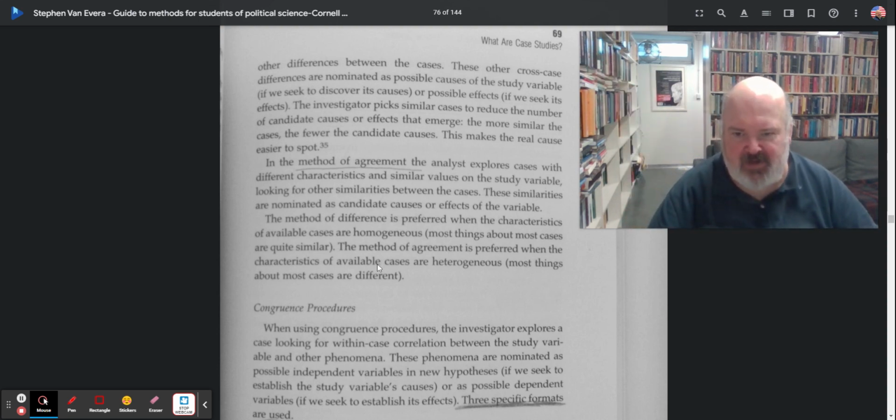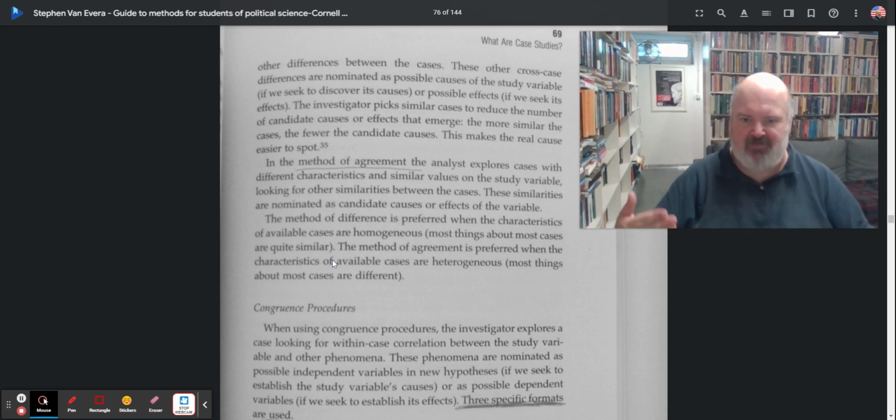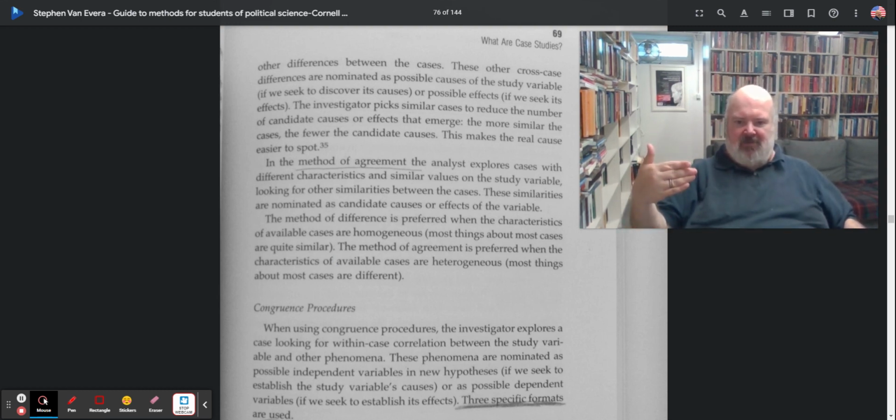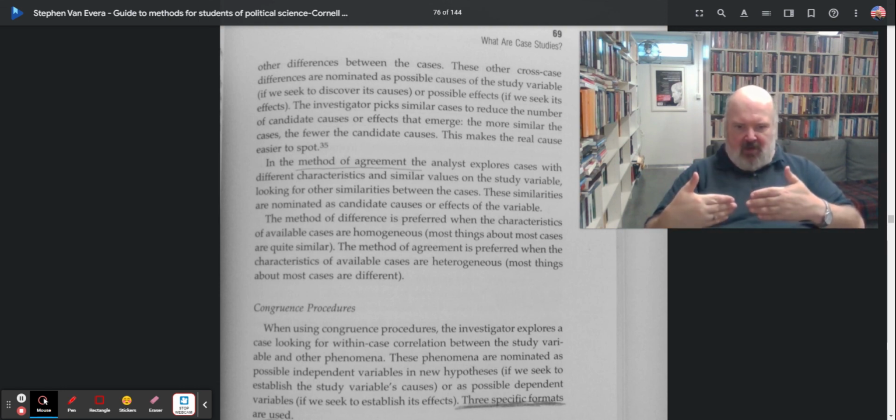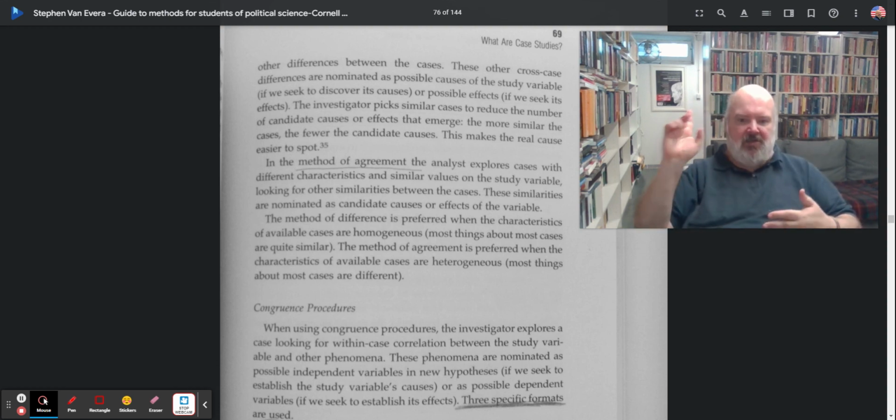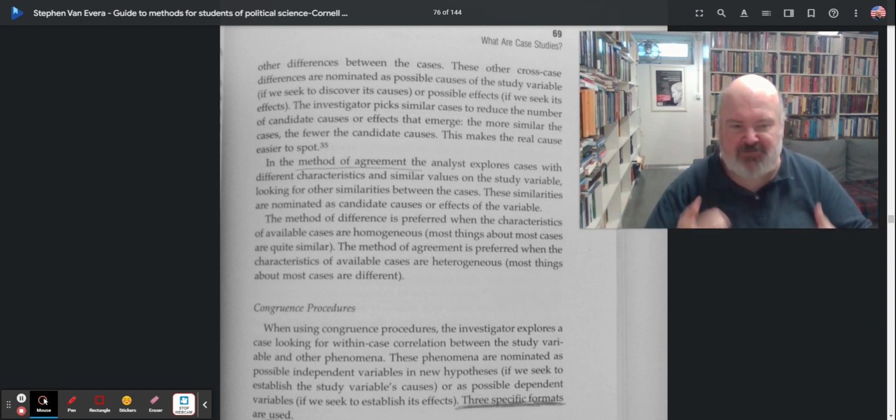The method of agreement is preferred when characteristics of available cases are heterogeneous. Most things about most cases are different, right? So heterogeneous means that most things about the cases are different, and homogeneous means most things about the cases are very similar, right? If the cases are homogeneous, use the method of difference. If the characteristics of the cases are different, then you want the method of agreement. Okay. Again, what you're trying to do is find possible ideas, possible variables.